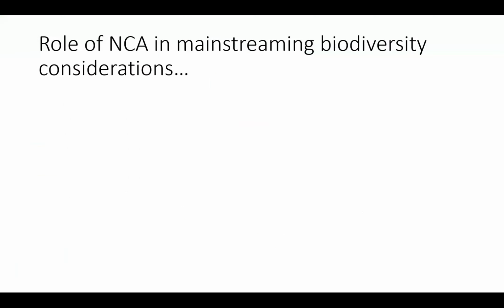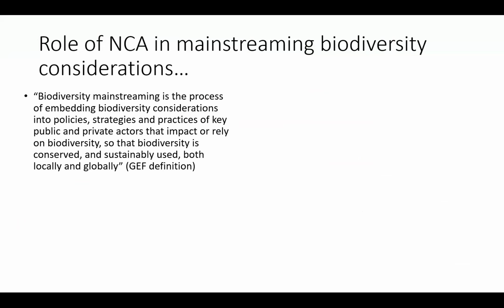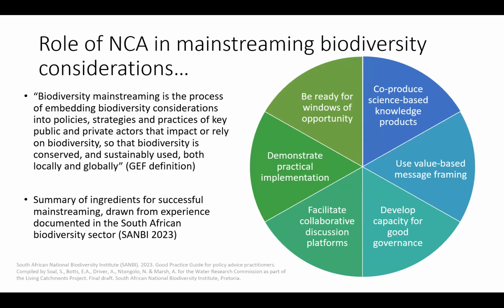So reflecting on the role of natural capital accounting in mainstreaming biodiversity considerations, I refer to the definition from the Global Environment Facility, who have also been the main funders of mainstreaming work in South Africa. It's about a process of embedding biodiversity considerations into policy, strategies and plans of a range of different actors so that biodiversity is conserved and sustainably used. A review and reflection on the key ingredients for successful mainstreaming has taken place, and these are the 6 ingredients. I'm going to reflect on natural capital accounting's role across these 6 ingredients. This is specifically drawn from experience documented in the South African biodiversity sector.